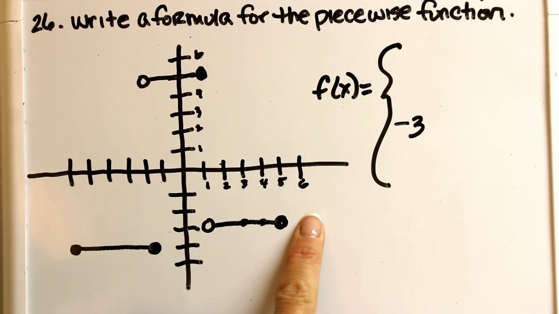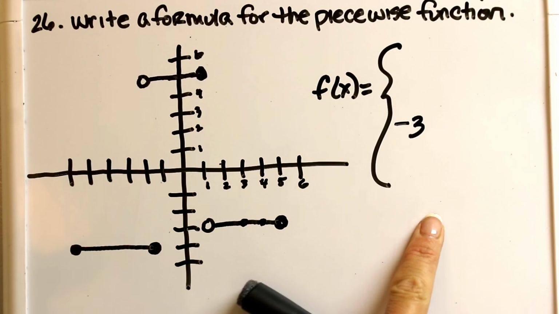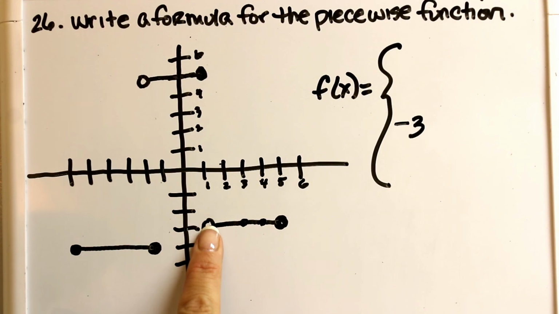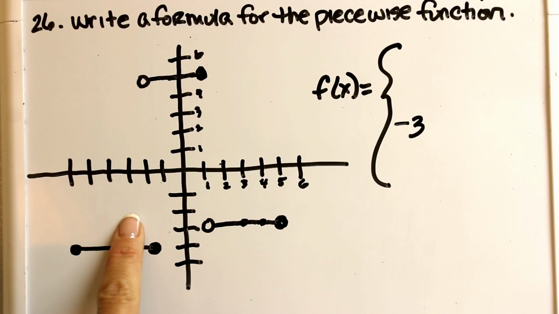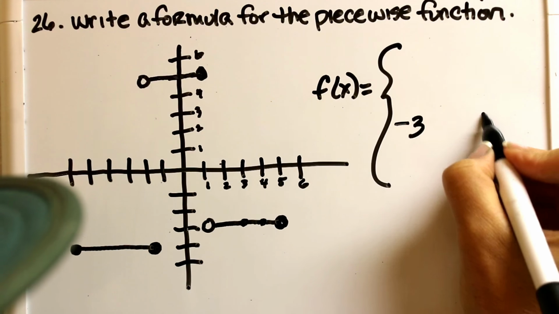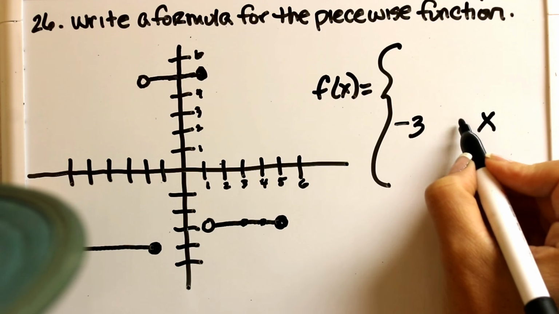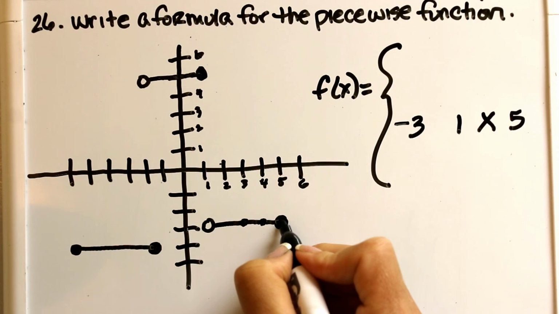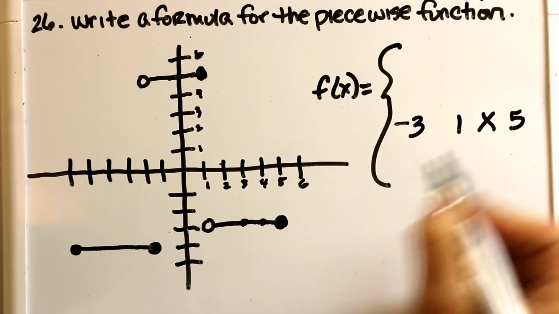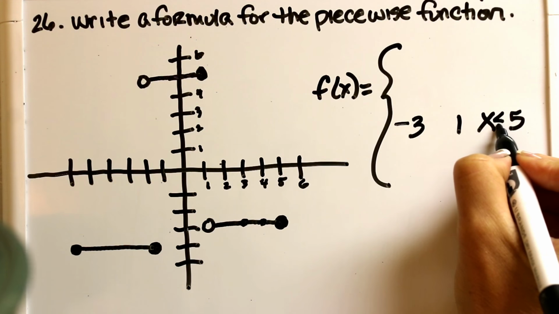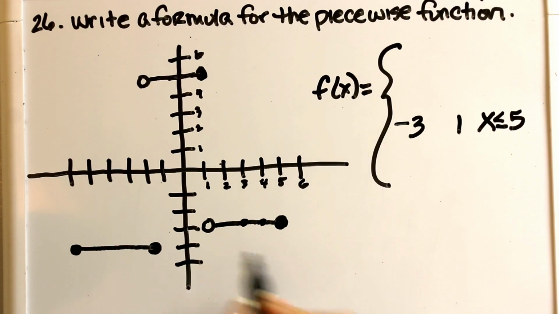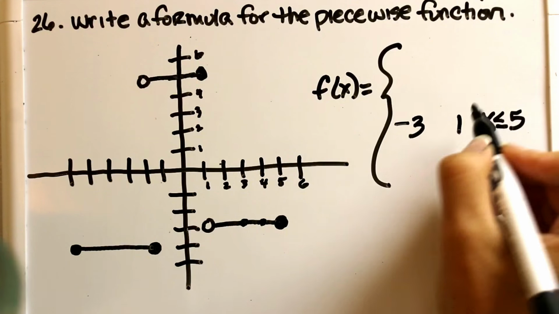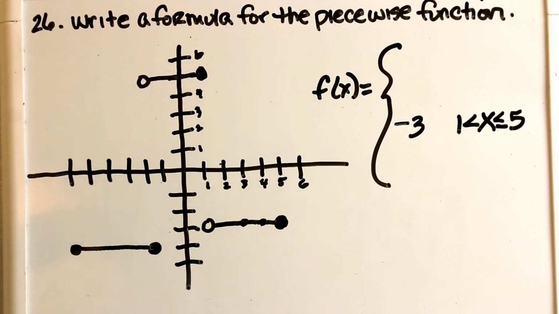It never goes past 5, like to 6, 7, 8, 9. It never goes lower than 1, like to 0, -1, -2. So we want the x values to be between 1 and 5. Since this endpoint is colored in, it means it includes the 5, so that means we need an equal sign. This endpoint is not colored in, so it does not include the 1. So we need to make sure there is no equal sign.